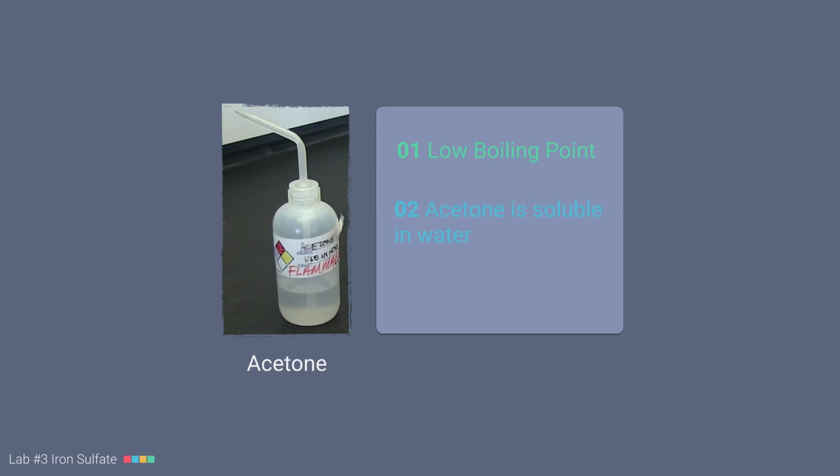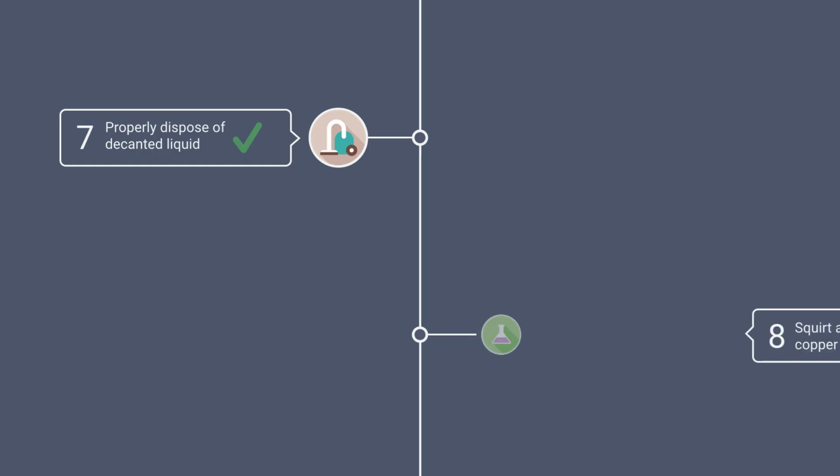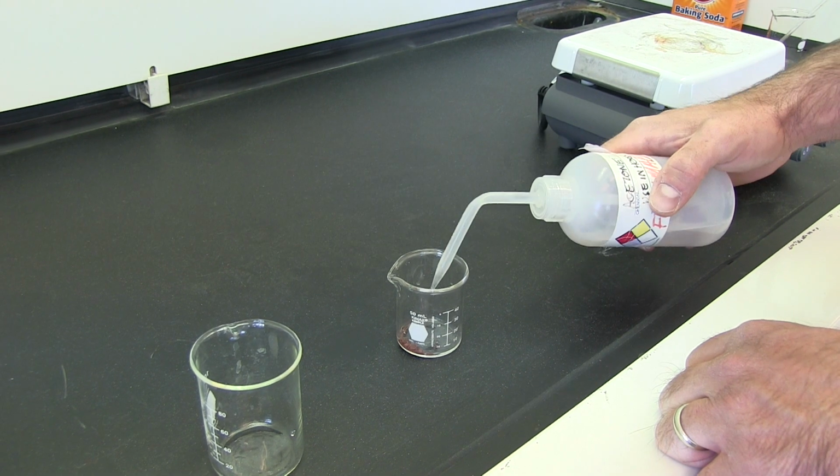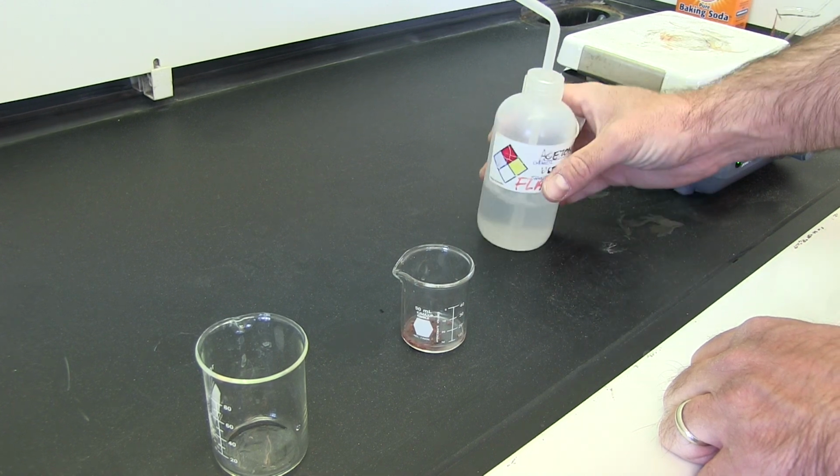Secondly, when we later decant the acetone, it will also remove the water because acetone is soluble in water. So squirt some acetone into the beaker with our solid and then decant it. To finish drying the solid, place it on a hot plate.